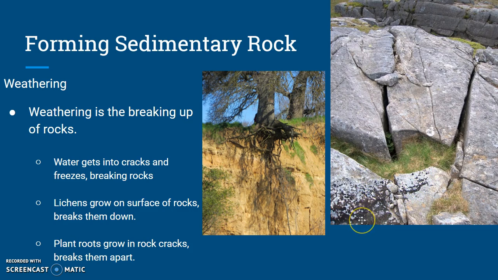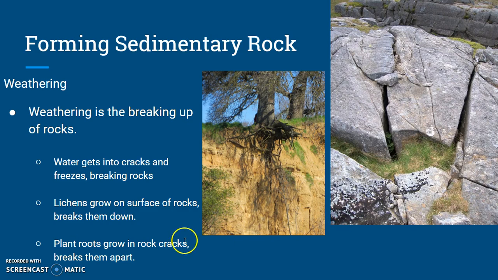See these little brown or black spots here? These are lichens. Lichens are a symbiotic organism between a fungus and an algae, and they just grow right on the top of the rocks, especially when it's wet. They don't exactly have roots, but because they're growing there, it kind of breaks little flecks of the rock off.